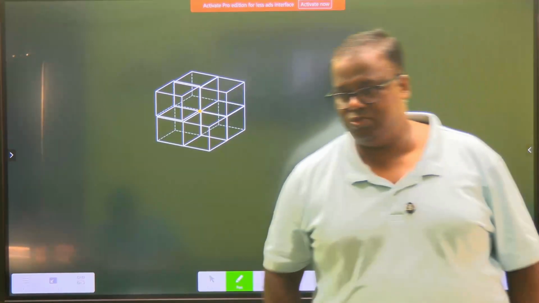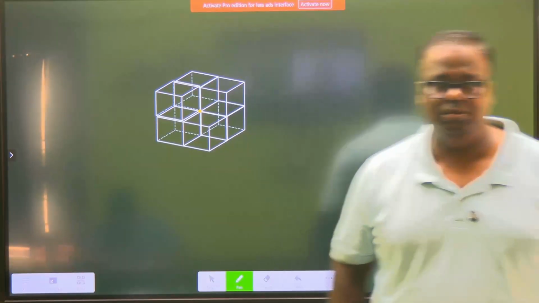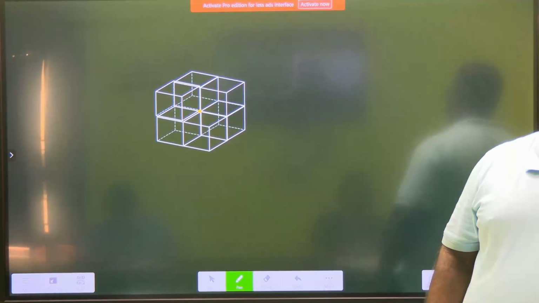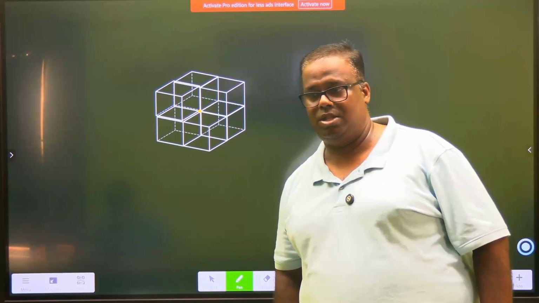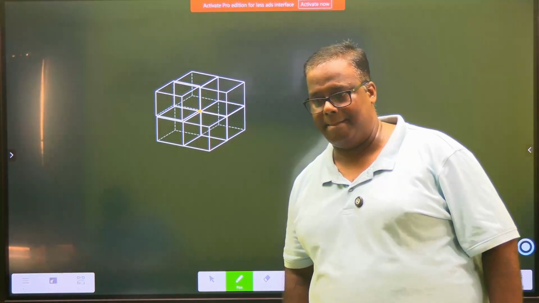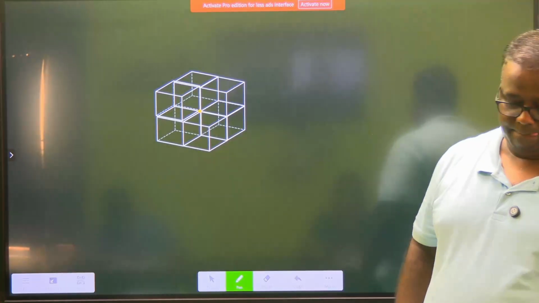Let's take one class more on some numericals if possible, and then we move to our next chapter, the last chapter of electrostatics, which will be electric potential and capacitance. Okay.